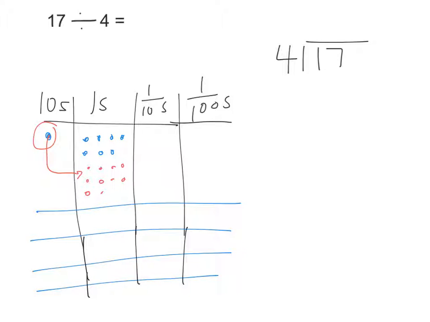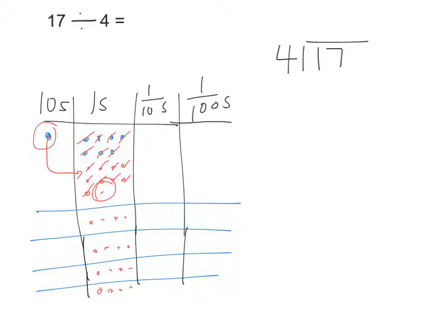If I do that, how many ones do I have all together now that I've traded my 1 ten for 10 ones? Arun? 17. So how many could go equally into each group? 4. If I put 4 in each group, that uses up 16 of them. So how many ones would I have left? Right, if I cross out 1, 2, 3, 4, 5, 6, 7, 8, 9, 10, 11, 12, 13, 14, 15, 16, I have 1 left.